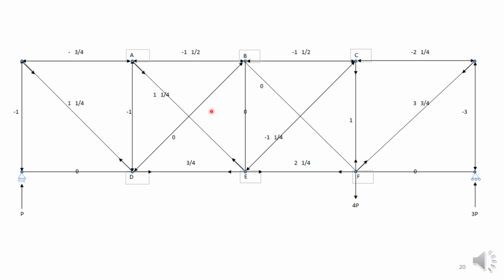So it doesn't matter what method you use to find these forces, as long as all of the forces are in equilibrium at the joints. That's all you need, including the supports also. So when I write -1 here, I mean -1 times p. I'm not writing p into all of them. I'm just writing the multiple here of p.